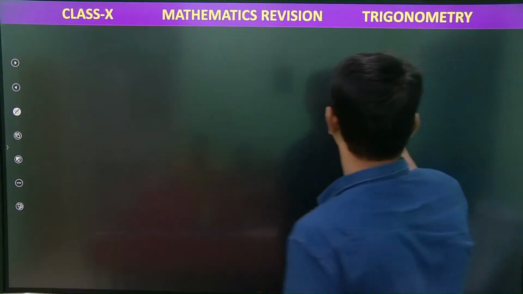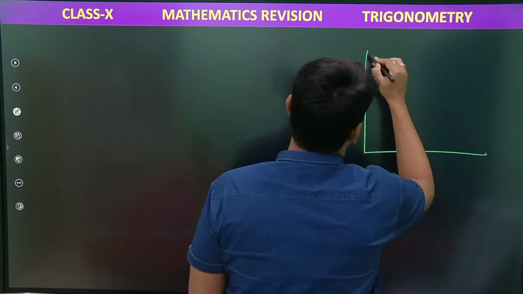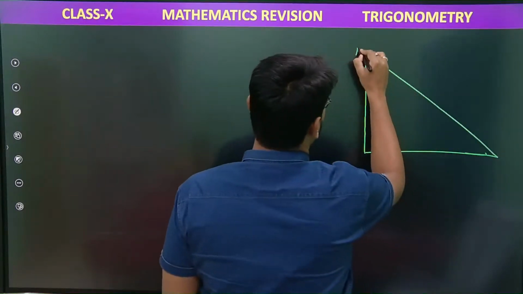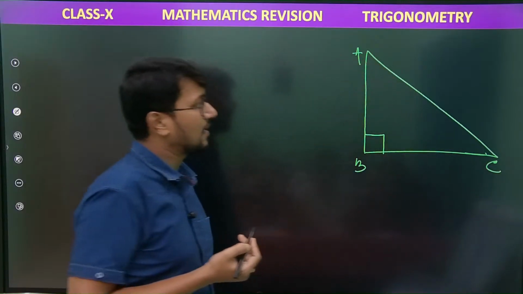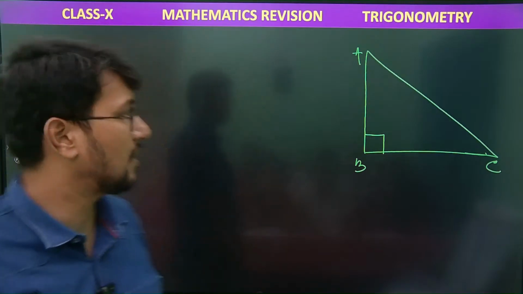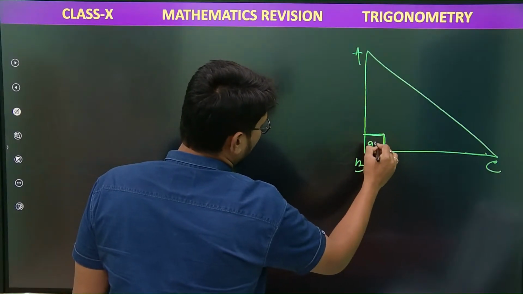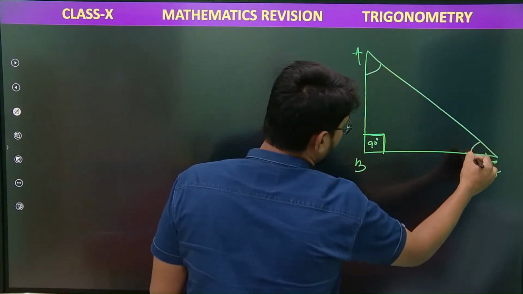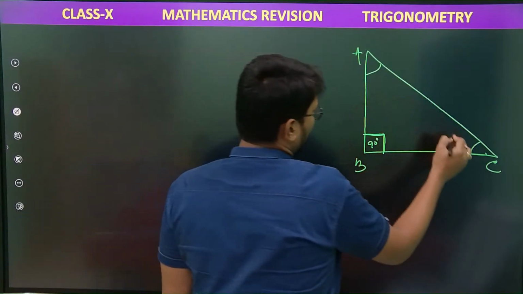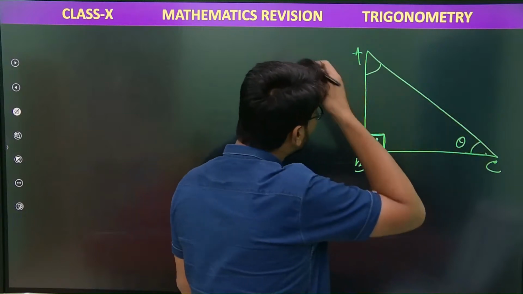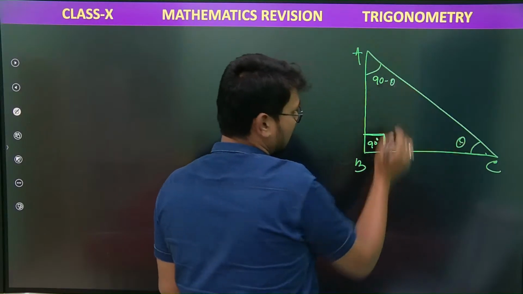Okay. Basically, you know it from the right angle triangle. Yes or no? In a right angle triangle, suppose ABC is a right angle triangle, and B is the right angle. Then if angle B is 90 degrees, A and C are both acute angles. Let me choose this angle as theta, and this one is 90 minus theta.